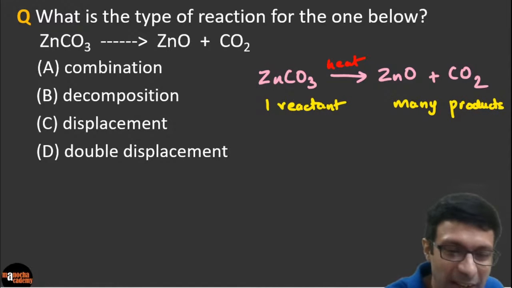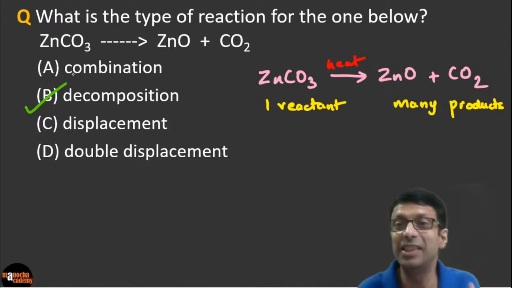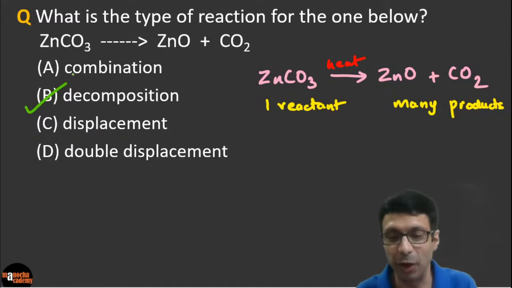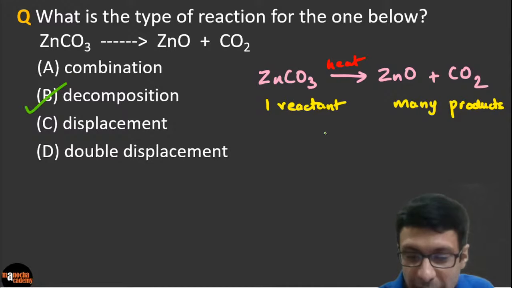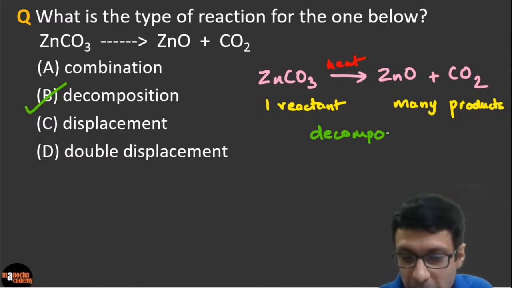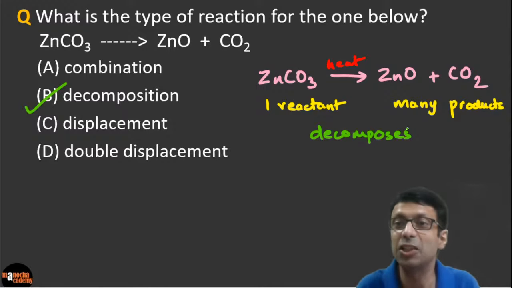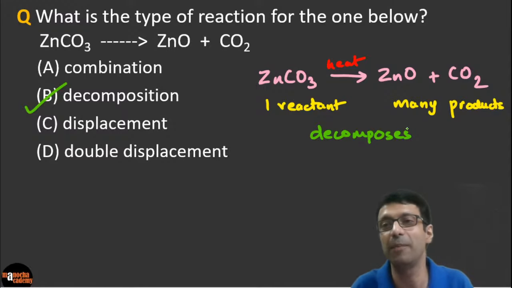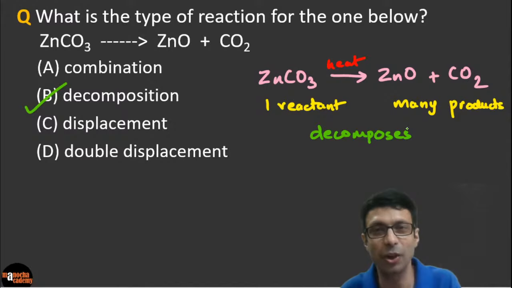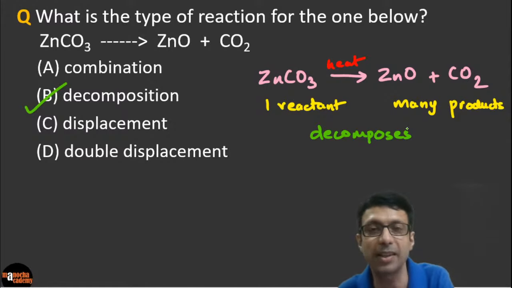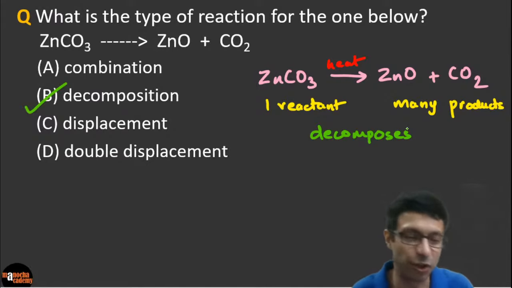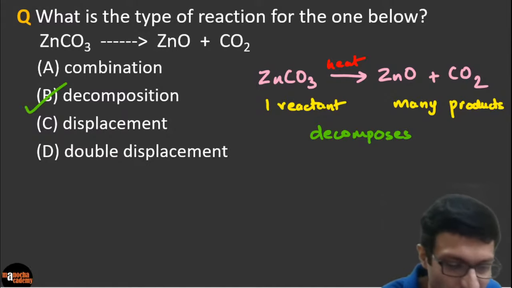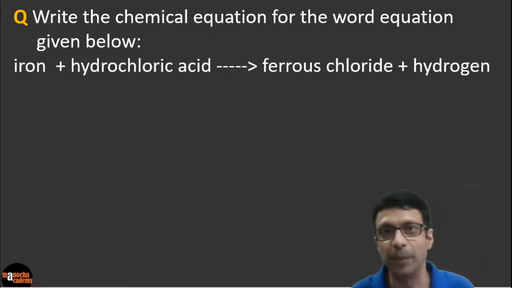Very good. Excellent. I see the right answer. It's a decomposition reaction because can you see zinc carbonate is decomposing, right? It's breaking down. So it decomposes, it splits to form zinc oxide plus carbon dioxide. So what is your clue? If you have only one reactant and many products, then it is a decomposition reaction. Excellent, guys. You guys rock. Let's look at our next question.